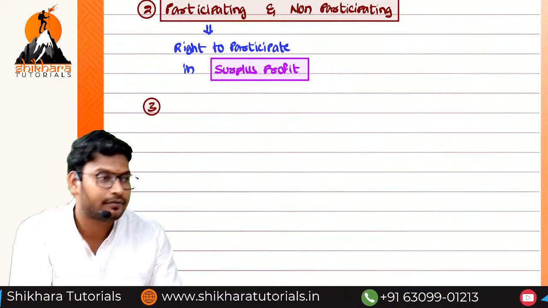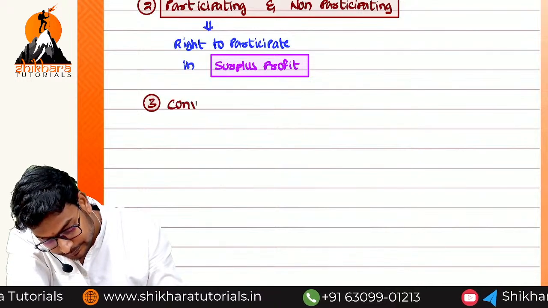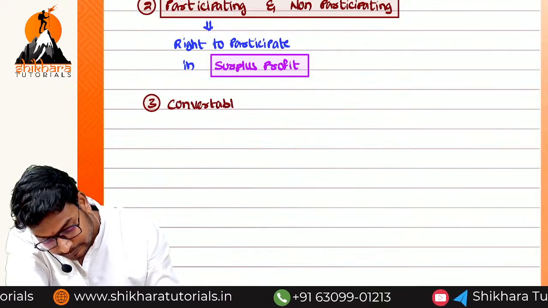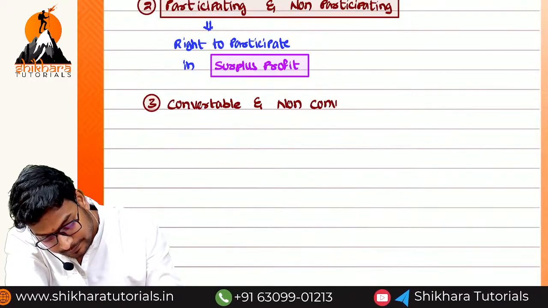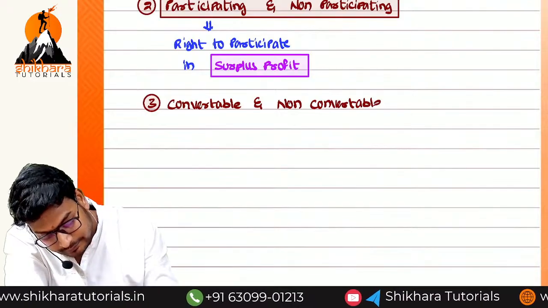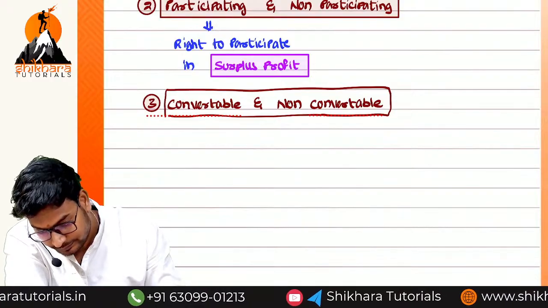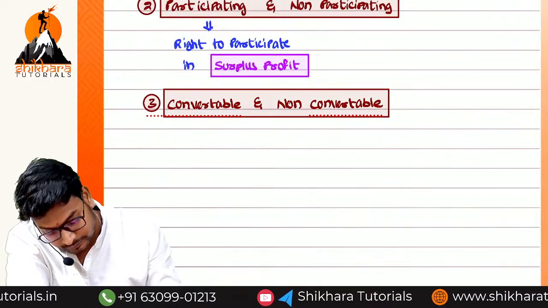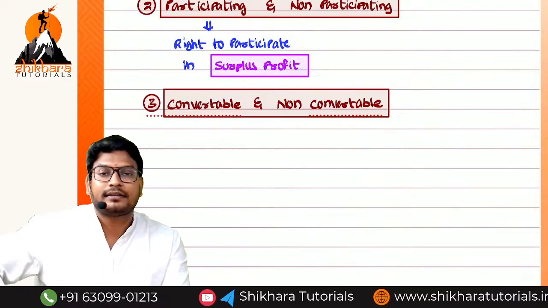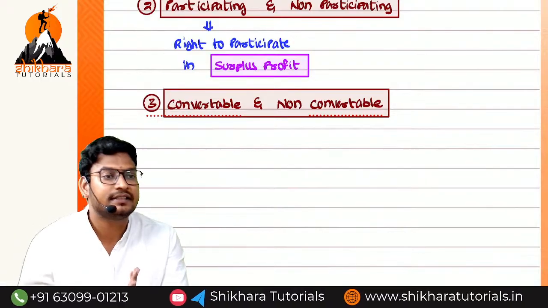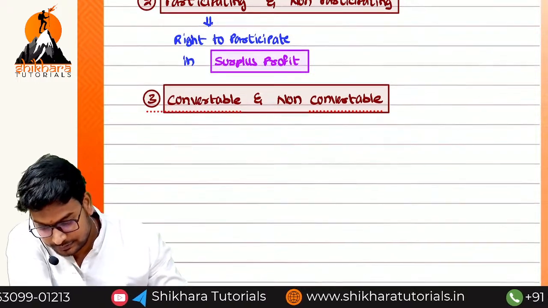Only 10 minutes. After these two discussions we can go. Convertible and non-convertible. What is the meaning of convertible? Where we need to convert? Into equity shares. So the preference shareholders having the right to convert into the equity shares, it is called what, ma? Convertible preference shares. Okay, na?